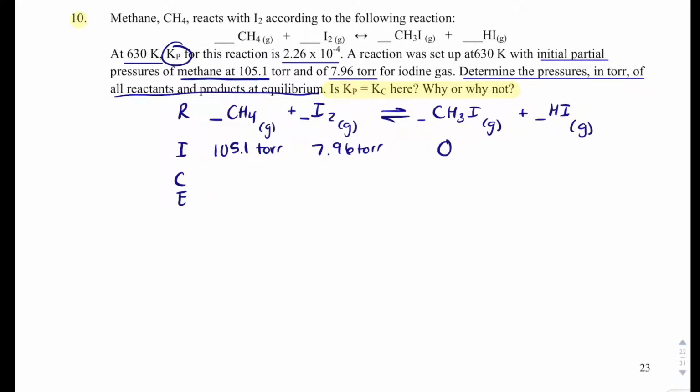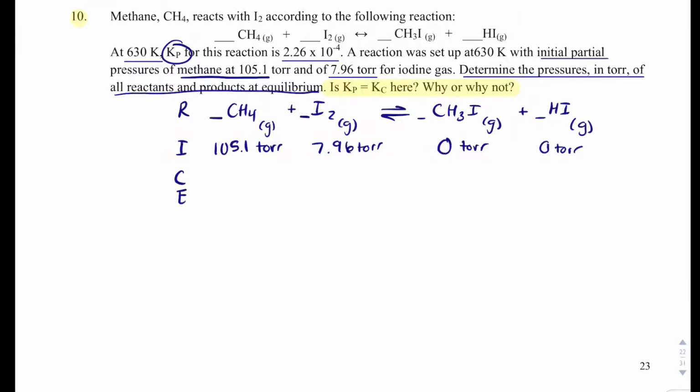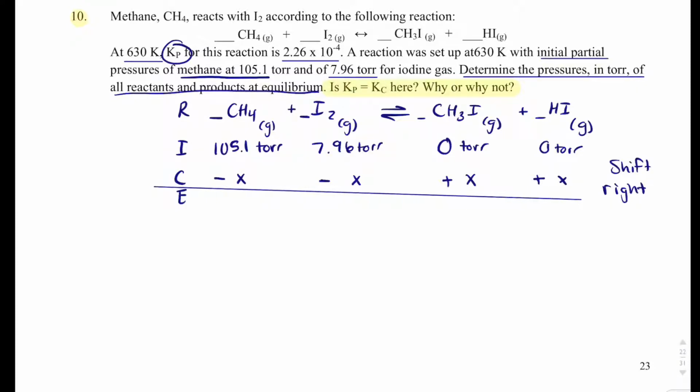Because CH3I was not mentioned and HI was not mentioned, we can assume that they're zero. Thus, the reaction has to shift right, because at equilibrium I will have some of everything. So this will be minus, this will be minus, this will be plus, this will be plus. All the coefficients are one, so it's minus x, and then plus x and plus x. I can add up each column, and so I get 105.1 minus x, 7.96 minus x, x, and x. And I can write a Kp expression.